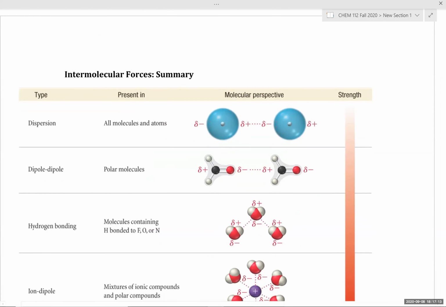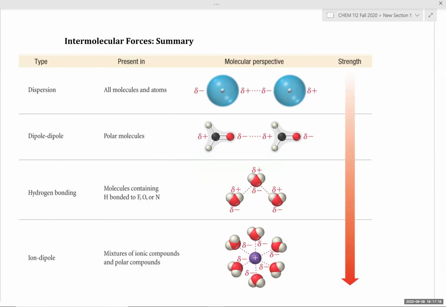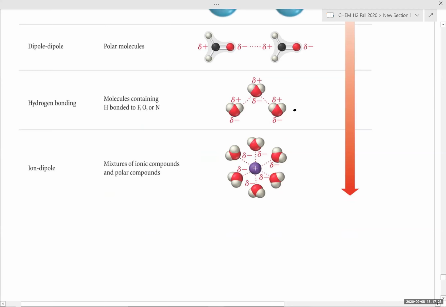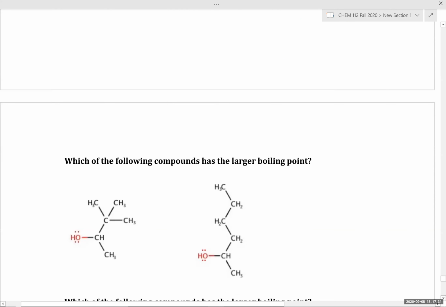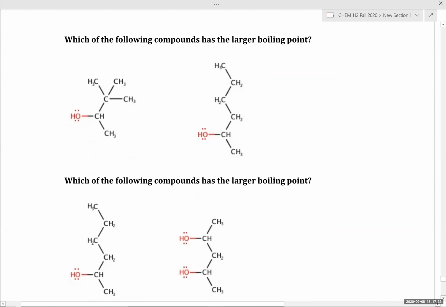So first, here's a summary of all the intermolecular forces. Remember, hydrogen bonding is one of the strongest intermolecular forces. London or dispersion forces are some of the weakest. So let's take a look at some examples and let's indicate which of the following compounds will have the larger boiling point. I'll do the first example and you'll do the second.